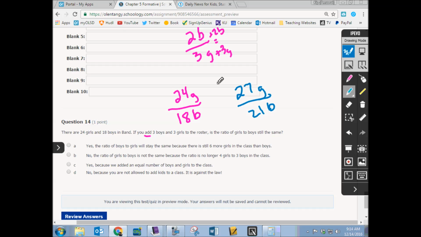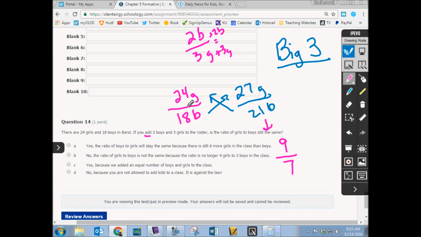Here you have 2 ratios, right? Did you guys learn in chapter 4 how to see if ratios are equivalent to one another? Didn't you learn the big 3 methods, which were divide them, 24 divided by 18, cross product them, multiply diagonally, or simplify them? I'm just going to simplify them right now. I simplify this one. Those both have a factor of 3, correct? That's going to be 9 over 7. I'm going to simplify this one. They both have a factor of 6. That is going to be 4 over 3. Are those the same, guys?